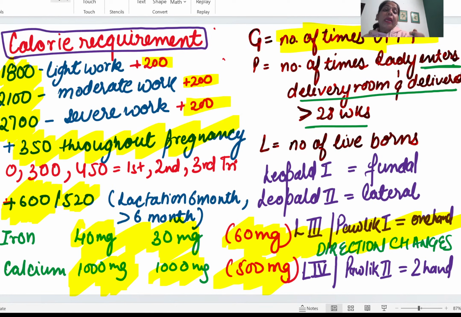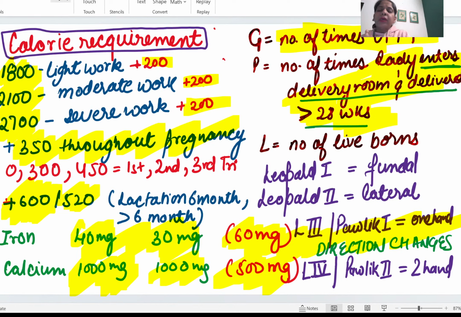Now para is the number of times the lady has delivered more than 28 weeks, that is parity. If you again get confused in this, you have to remember this simple trick. This was given to us by our teachers, and we never calculated wrong with this formula. It is the number of times the lady entered the delivery room or labor room and delivered more than 28 weeks.